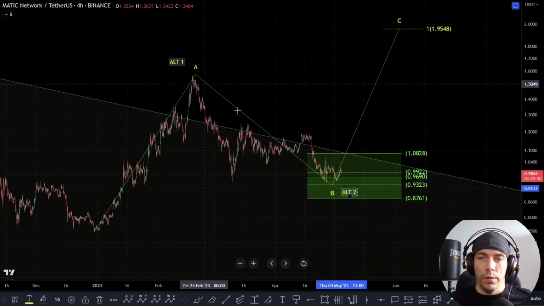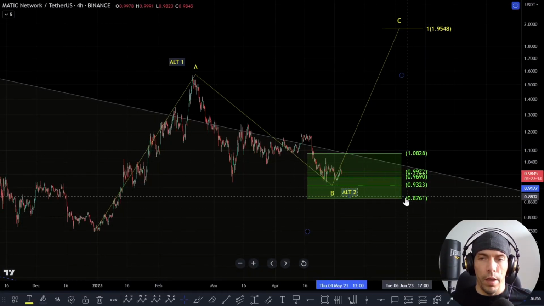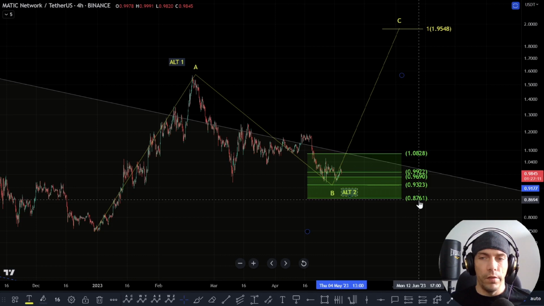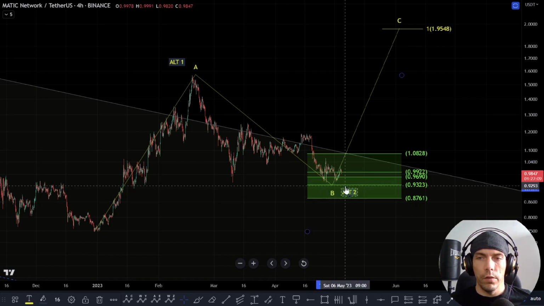Today we're going to be having a look at MATIC. Let's get into the price action and see what's going on. So previously on MATIC, what we were talking about was looking for support in this lower range here, above this 87.61. So we have come down into this area.